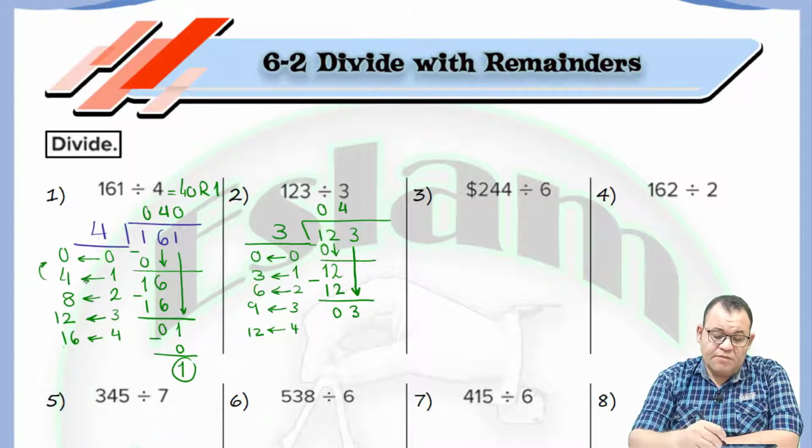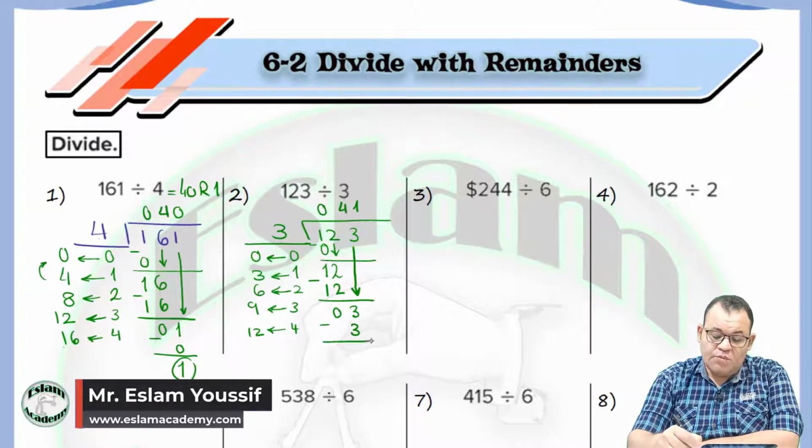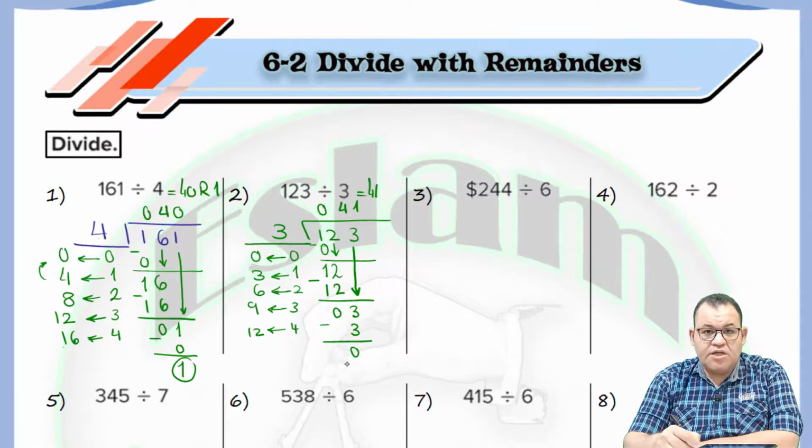3 divided by 3. I need a number that, multiplied by 3, equals 3. You will find that the number is 1. So I will write 1 up and 3 down. Subtracting equals 0. So the quotient now equals 41. And after subtraction, the answer is 0. It means the remainder is 0, so there is no remainder.